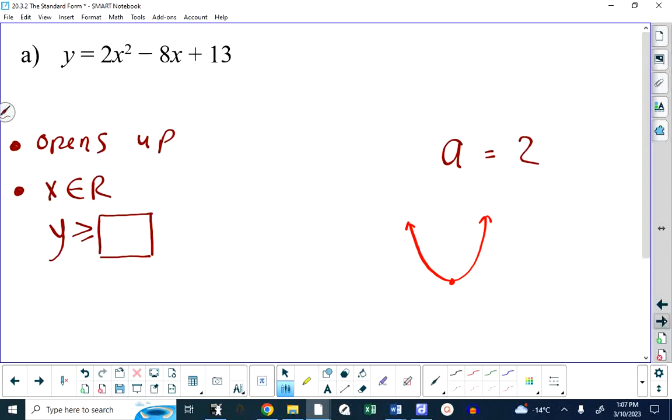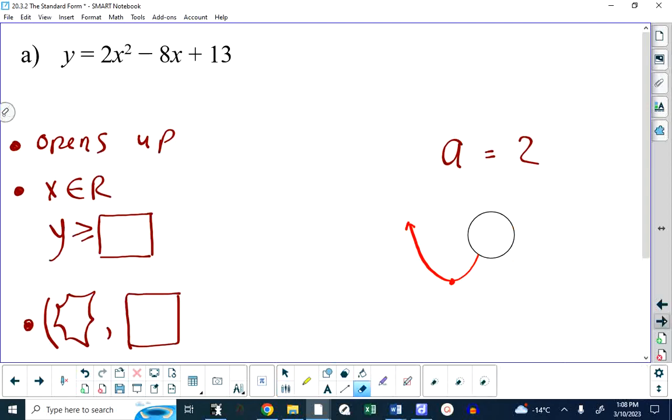The vertex is going to have coordinates of two numbers. The y coordinate of the vertex is going to be the number that y is greater than or equal to, right? You understand that I'm talking about q? Okay. The x coordinate of the vertex is going to be some different number. If we can find these numbers, we kind of have most of the answers to the question.